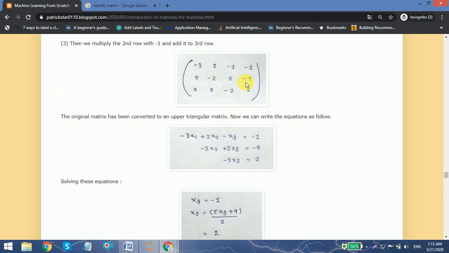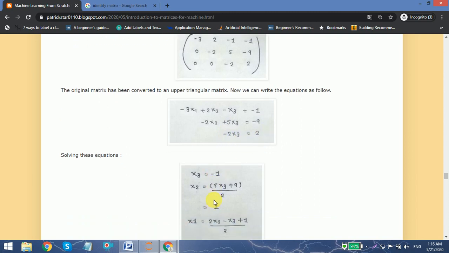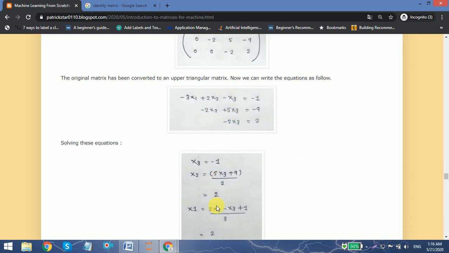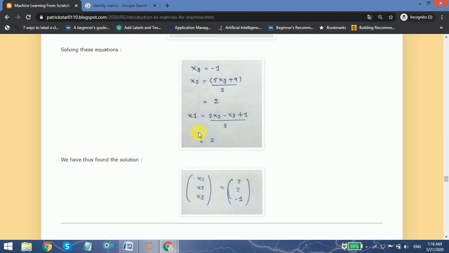Now we know that the fourth column was the actual answer, or the actual y value of our matrix. So we can write it here, like minus 2x3 equals 2. So we can easily get the value of x3, that is equal to minus 3. Now we have the value of x3, then we can easily get the value of x2, that is going to be 2. And now we have the values of x2 and x3, then we can easily get the value of x1, that is going to be 2.